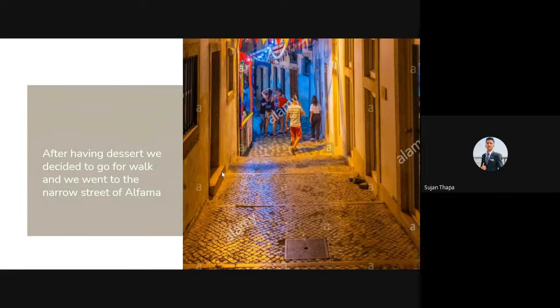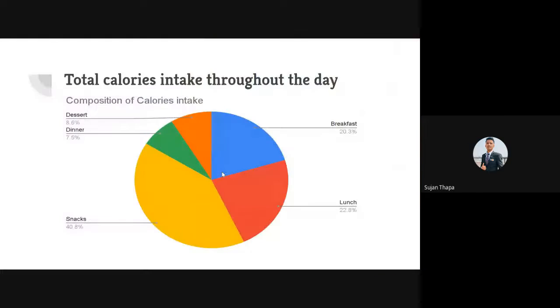After having dessert, we had a nice talk. We walked for an hour, and after that we moved to our own stay. So that was my part. Thank you so much, and I would like to hand it over to Dawa Lamu.